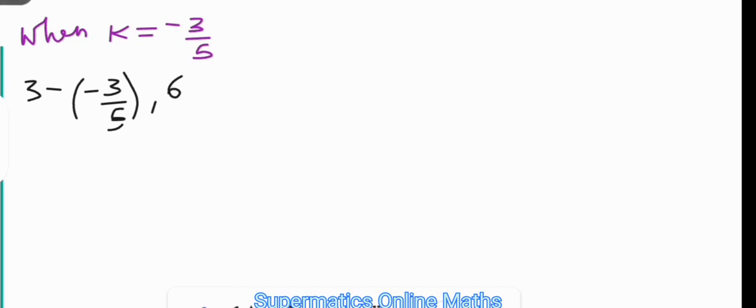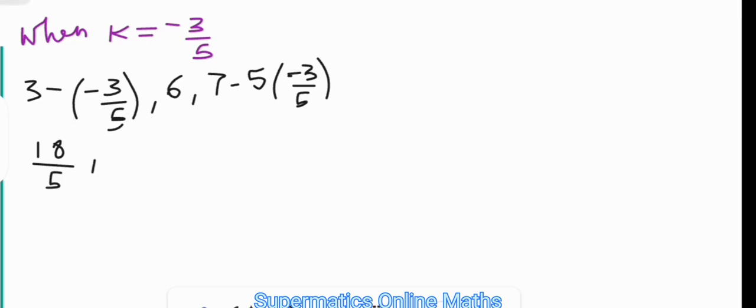The second term is still 6, and the third term will be 7 minus 5k. That's 7 minus 5 times negative 3 over 5. So the first term will be the sum of 3 and 3 over 5, which is 18 over 5, the second term 6, and the third term is 10. These are the three terms.